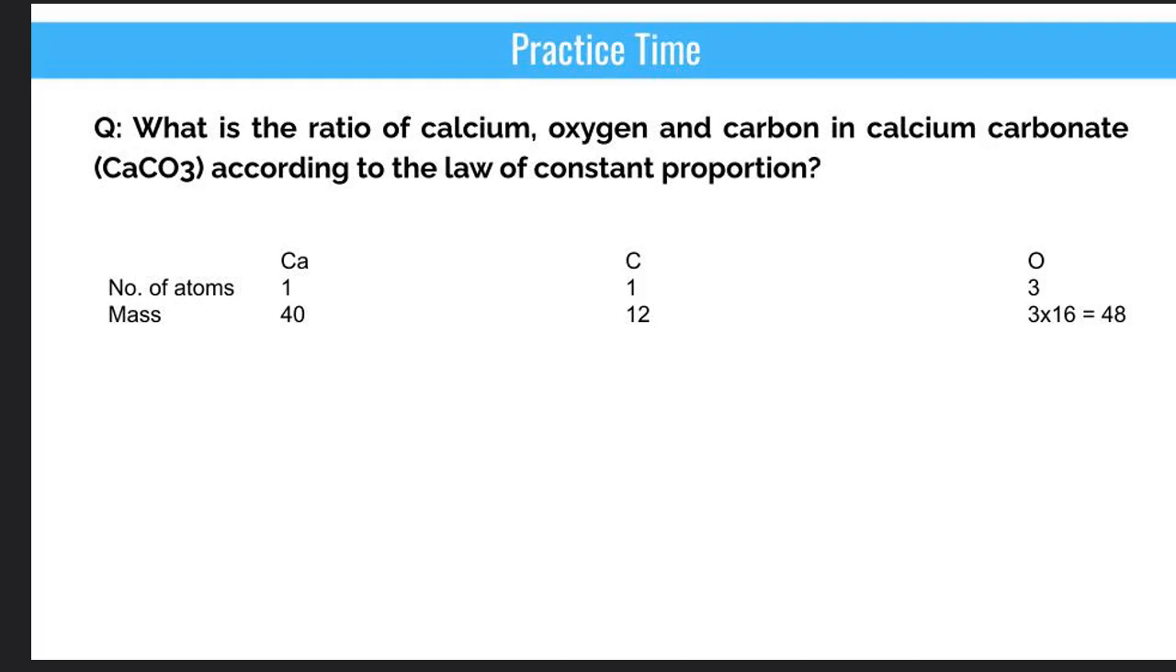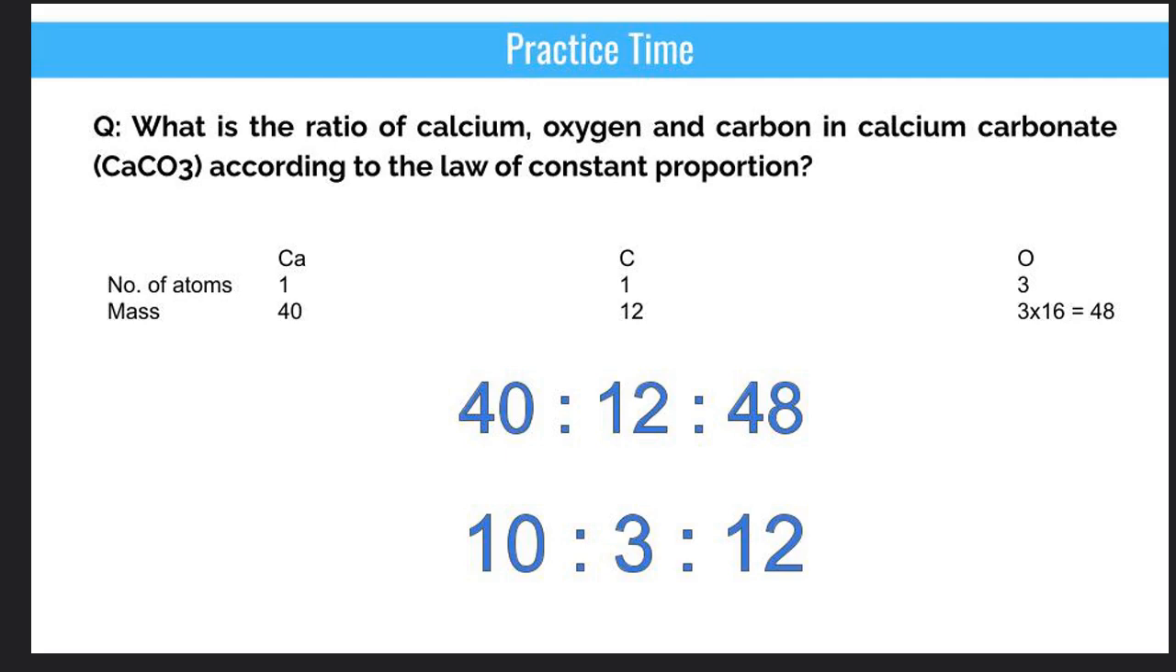Since there are 3 elements in the formula given in the question, each column is dedicated to 1 element. The first is calcium, abbreviated as Ca, the second is carbon, abbreviated as C, and the third is oxygen, abbreviated as O. From the formula, there is only 1 atom of calcium, 1 atom of carbon, but 3 atoms of oxygen. Atomic masses of calcium, carbon, and oxygen are 40, 12, and 16 respectively. Now if we make the ratio of all 3 elements, it will come out as 40:12:48. Multiply 3 with 16 to get the atomic mass of 3 oxygen. In the simplest ratio, it is 10:3:12.